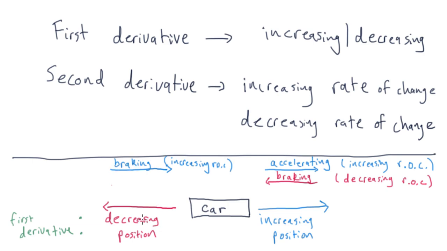No, okay, I'm getting confused. It's a very subtle thing, so let's stop and think about it. If I'm going backwards and I'm braking, I'm increasing my rate of change. Even though I'm slowing down, my acceleration is actually moving me in the forward direction. That's what's actually slowing me down. But if I'm in reverse and I accelerate, so I accelerate backwards, I'm decreasing my rate of change.